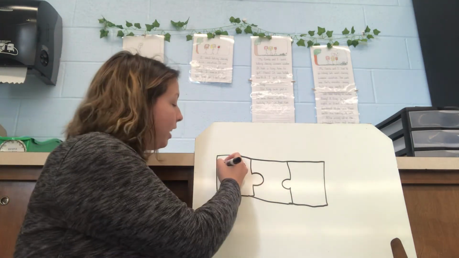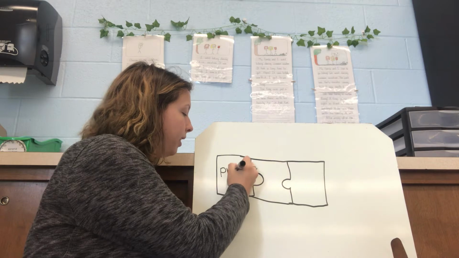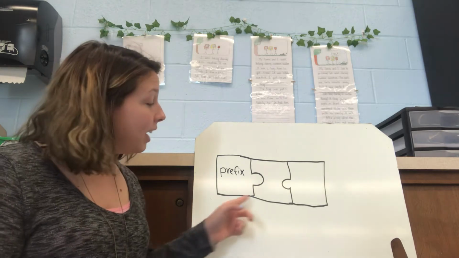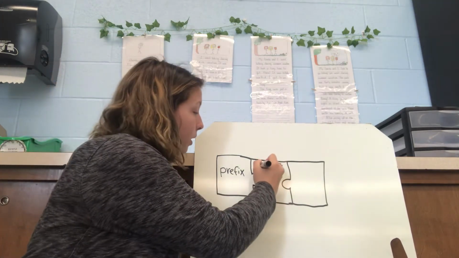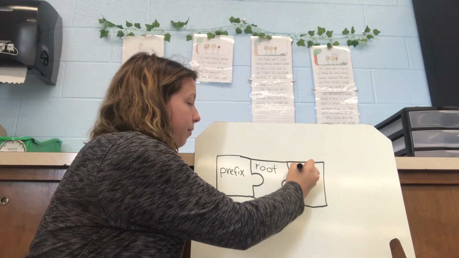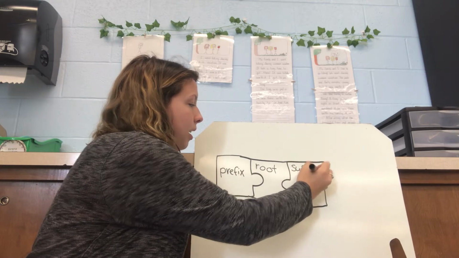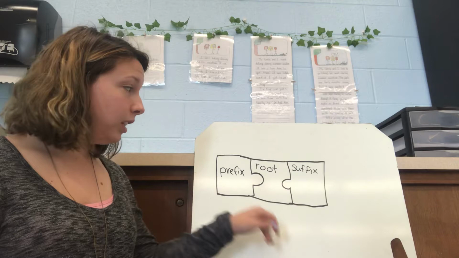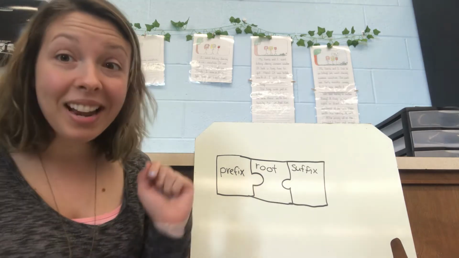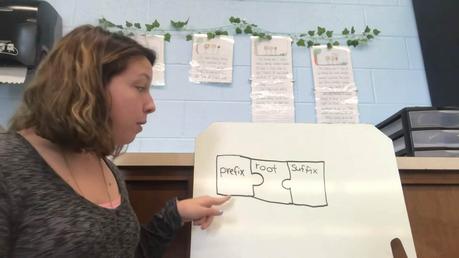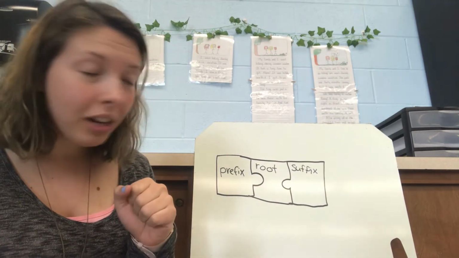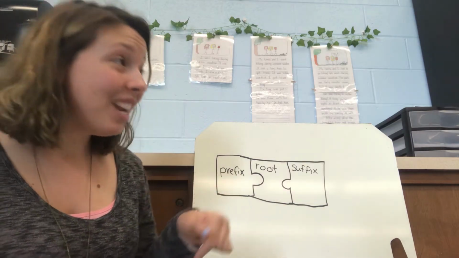So prefix, it goes in the beginning of the word. So prefix would go on this very first puzzle piece, and that would go in the beginning of the word. Then in the middle of the word would be a root. So we're going to put root right here, and at the end of the word would be a suffix. Now, like I said, not every single word will have a prefix, root, and suffix. These are specific chunks hidden inside of words that help you figure out what they mean. So a prefix will always be found at the beginning of a word. The root will always be found at the middle of the word, and the suffix will always be found at the end of the word.